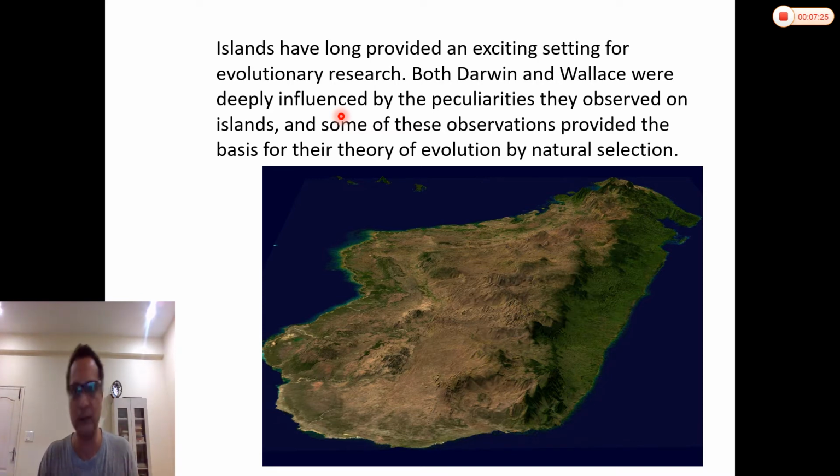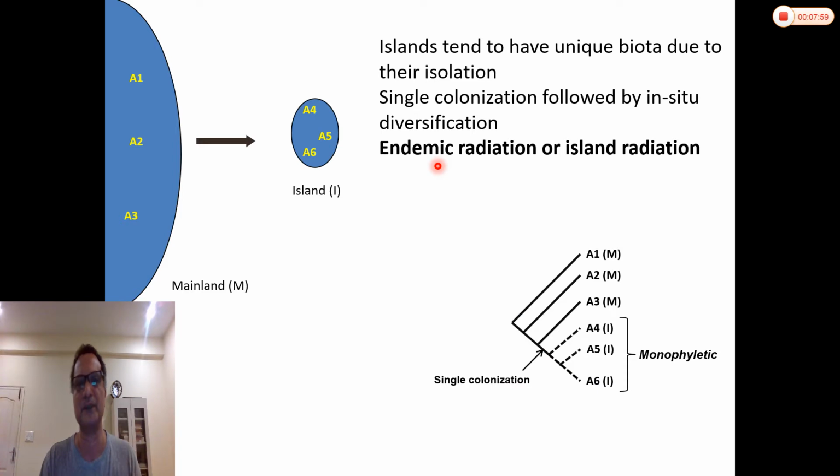Now we know Darwin for his work on evolution by natural selection, but let's not forget that Wallace was the co-discoverer of this theory, and Wallace was a biogeographer, one of the earliest biogeographers. So basically what they observed in the islands provide the basis for their theory of evolution by natural selection, right? And let me talk to you about what Darwin observed in a bit.